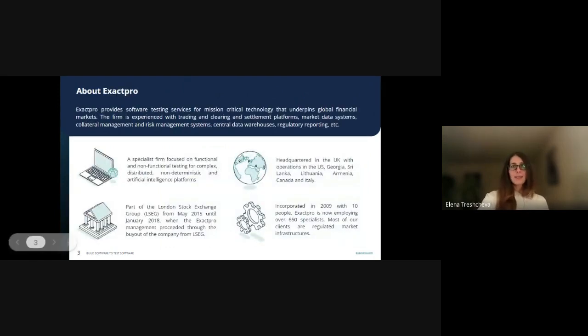A bit about the knowledge domain I'm working in. Exactpro is a software testing services provider. We work with financial institutions to test their software from functional and non-functional perspective and to be technically capable to address the complexity of financial technology, of financial use cases. We develop software testing tools to support our service. Some of these tools are open source, and it is one of them that inspired this talk today.